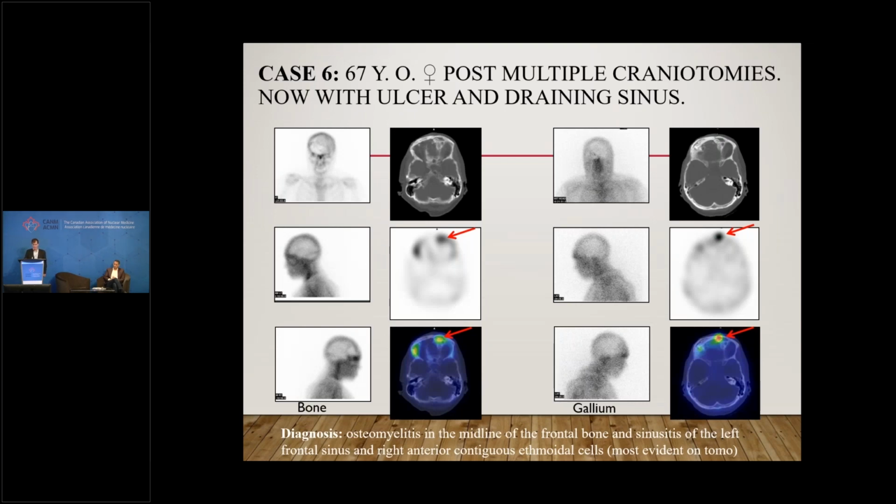And this is a case of a 67-year-old woman with multiple craniotomies, who has an ulcer and draining sinus in the frontal bone, and the bone scan shows increased activity involving the frontal bone on the left side and adjacent frontal sinus. And the gallium scan shows more intense focal activity in the left frontal bone. So this was considered to be positive for active infection.